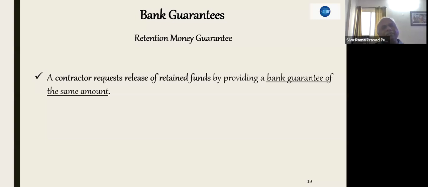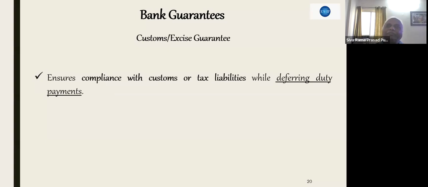Okay, retention of money guarantee. A contractor requests to release the retained funds by providing bank guarantees of the same amount. Customs and excise guarantee. The company has to pay the customs duty and release the goods, or whatever the penalties imposed by the customs authority. The company is instantly, the funds are not there. Then they will go to the bank and they will get the bank guarantee and give it to them and take the goods and process for manufacturing.